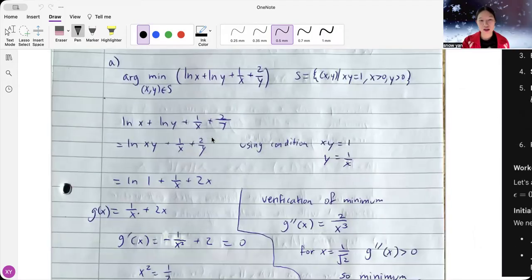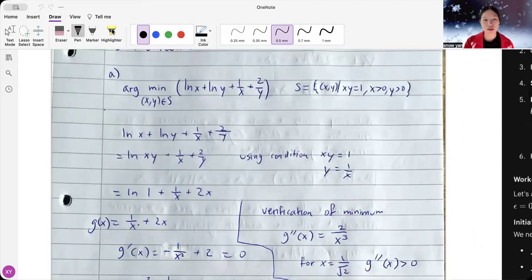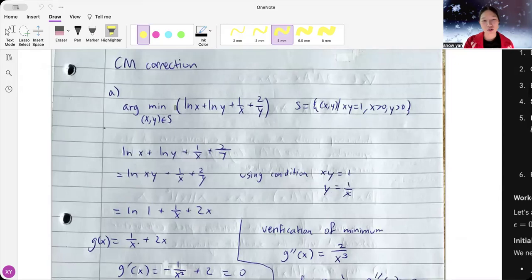So for part A, there are kind of two ways of going about this. I think this is the easier way, in the correction. Basically, I take the expression that I'm trying to find the minimum of, and I see that I have ln x plus ln y. So I can combine that using log rules to be ln xy. And I know that the condition is that xy is equal to 1, so I can take advantage of that, and it's ln 1, which is just 0, so it cancels out nicely.